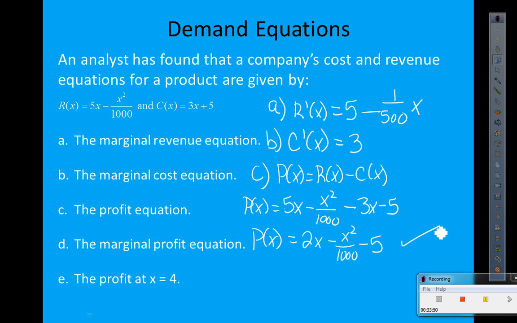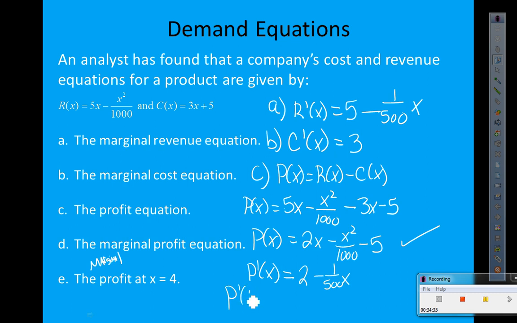And then last but not least, I meant to have the marginal profit at x equal 4. So I haven't finished my part D now that I look at it. Let me find the derivative of this. So I need to find P prime of x, the derivative, since it was marginal. The derivative of 2x is 2. The derivative of x squared over 1,000 we did earlier, it's right there, minus 1 over 500x. And the derivative of 5 is 0. So there's an equation for the marginal profit.